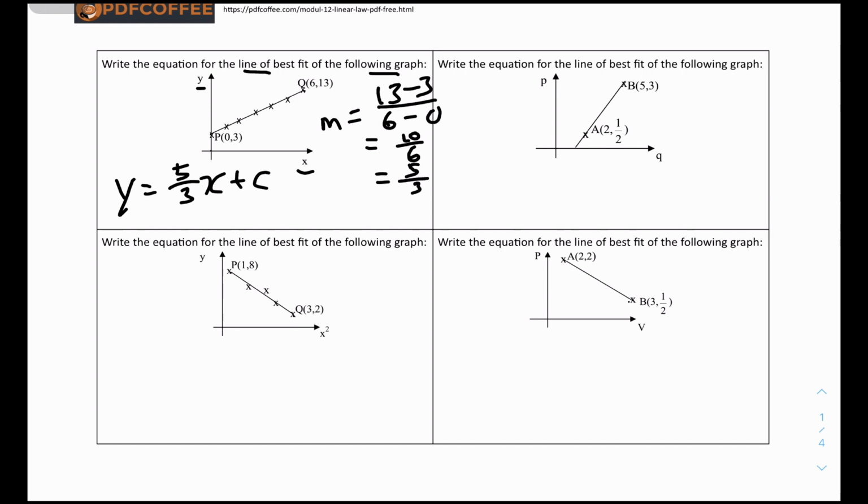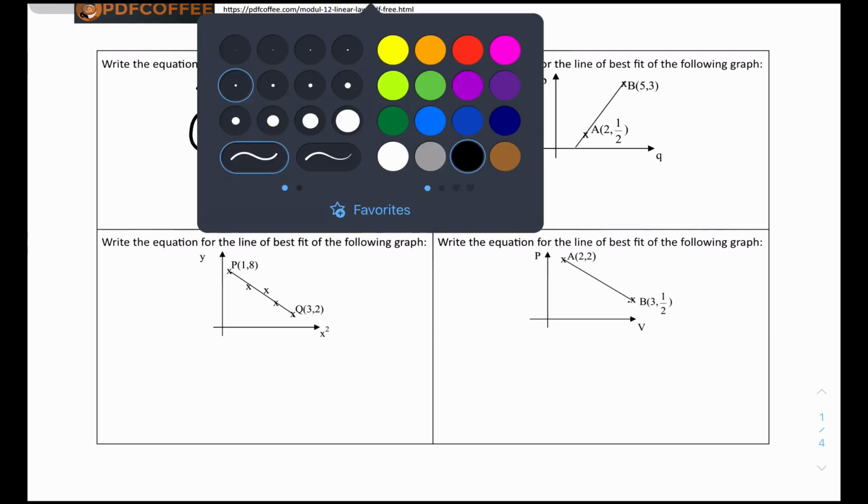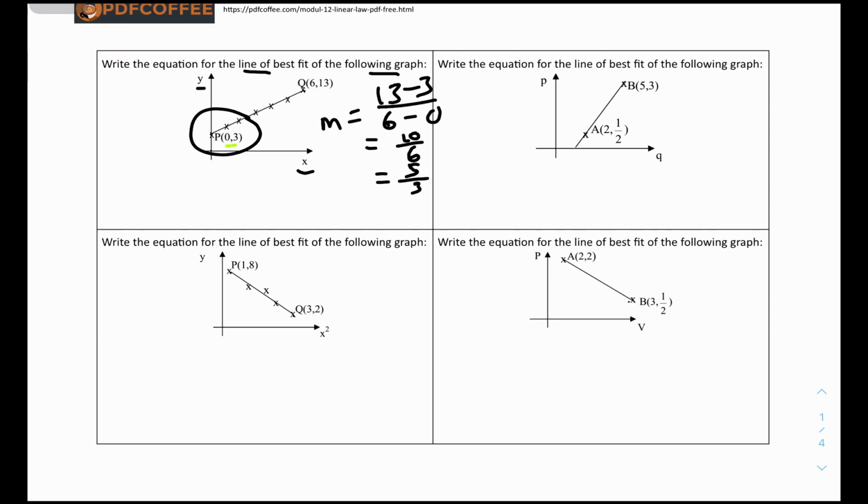If you notice here, the P point has an x coordinate of 0 and a y coordinate of 3. So when x equals 0, we basically have the y-intercept, because the y-intercept is where the line crosses the y-axis, where x is 0. Therefore, this point would just be the y-intercept, which is c equals 3. Therefore, the equation is y equals 5 over 3 x plus 3.